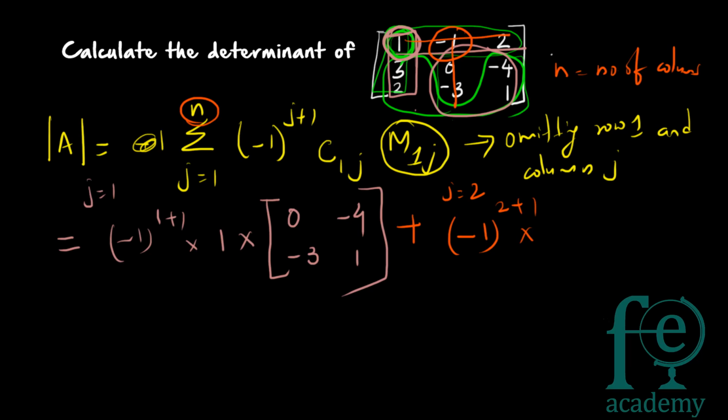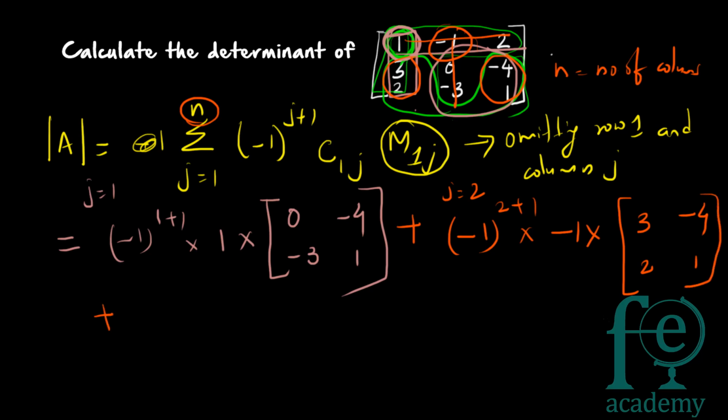Okay. So first you omitted the first row and the first column. Second you are going to omit the first row and second column. So what is that particular element? It is minus 1. So minus 1 into what is the matrix that is obtained by the omission of the first row and second column? These 4 elements you will be getting. So 3, 2, minus 4 and 1 plus.